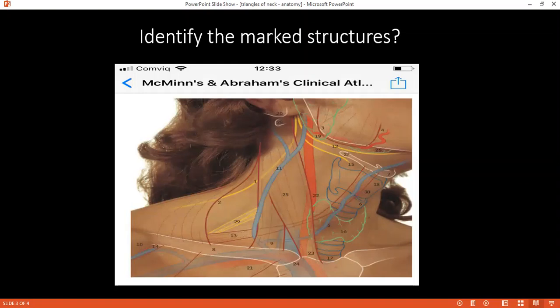suprasternal notch, posteriorly by the anterior border of the sternocleidomastoid. The base is formed above by the inferior border of the mandible, and the line joining the angle of the mandible and the mastoid process. Inferiorly, the apex is formed by the suprasternal notch, and it is broadly divided into four smaller triangles. Anteriorly, the muscular triangle. In the middle, we have carotid. Above, we have the submandibular triangle, and a really small one, we have the submental triangle.